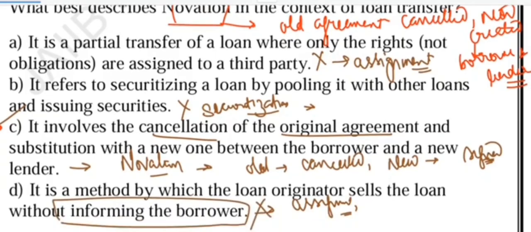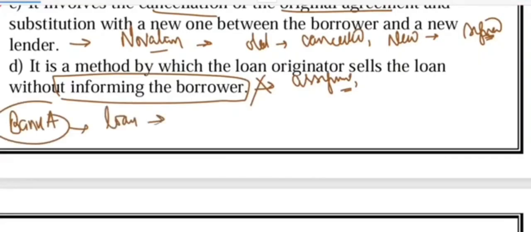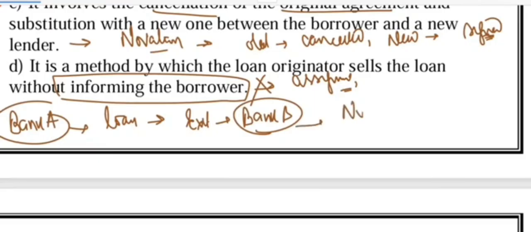Borrower consent is required. So let me give you one example to make it more clear. Imagine there is a bank A from which you took the loan. After some time, bank A wants to exit and they want to introduce bank B as your new lender. So bank A will cancel the old agreement and you now sign a fresh agreement with bank B with the same loan terms or new ones. So this is what we call novation. It is a clean handover with full agreement from all sides.